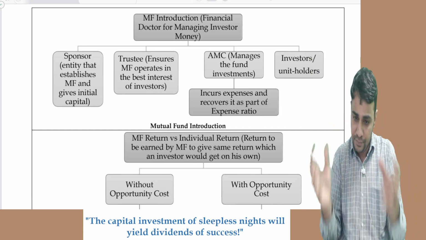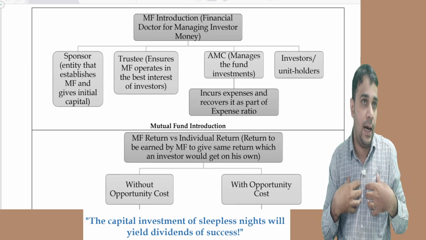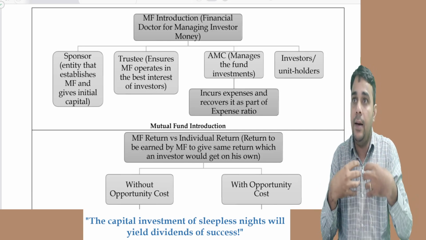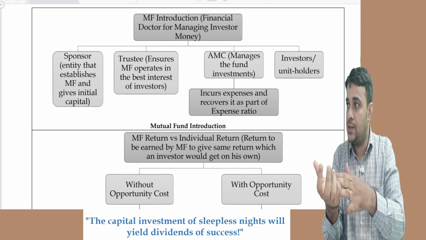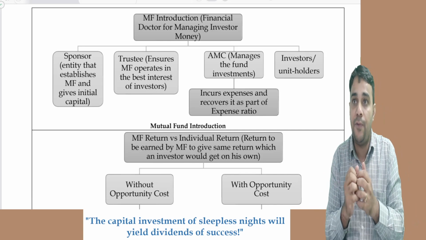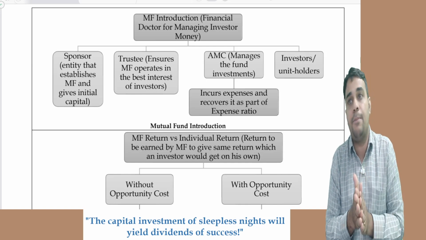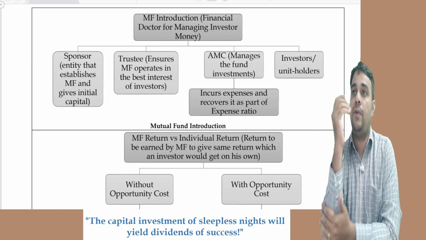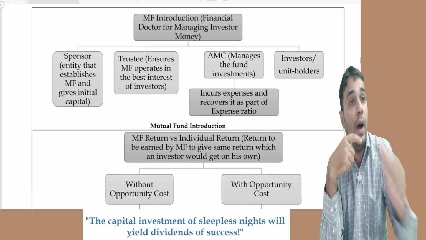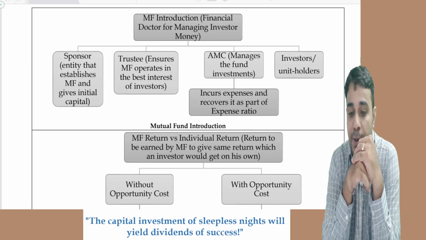AMC is the entity which manages the investments. I will be an employee of the AMC and my designation will be portfolio manager. And the AMC incurs rent expense, my salary expense, and a lot of other expenses. Who will pay for all that? You have to pay, because I manage your money, and that is recovered as what is called the expense ratio, which will be useful when I solve the problem. So I take care of your money and you have to pay me. That is technically called the expense ratio.